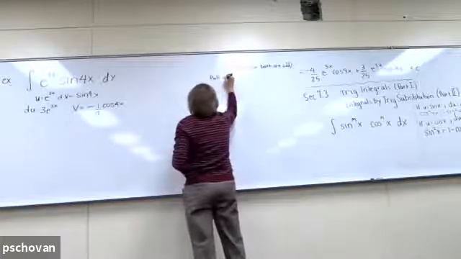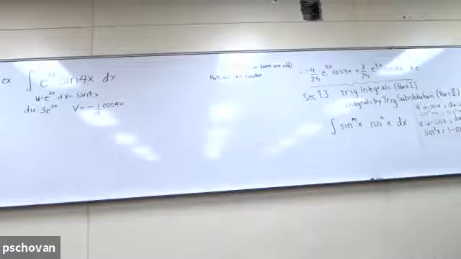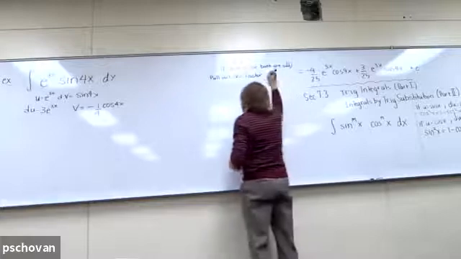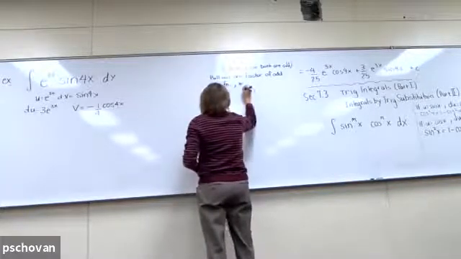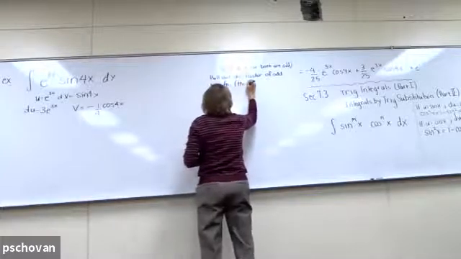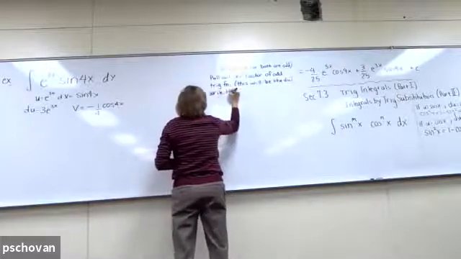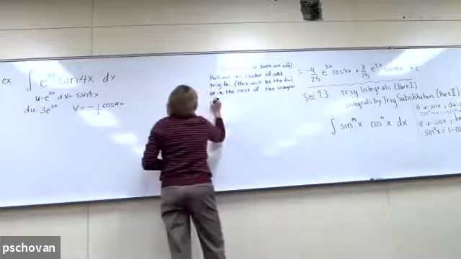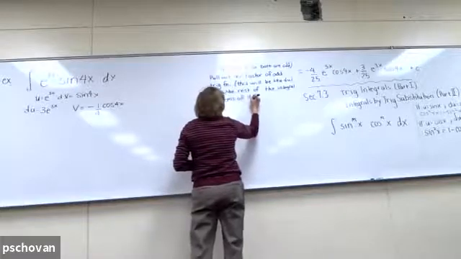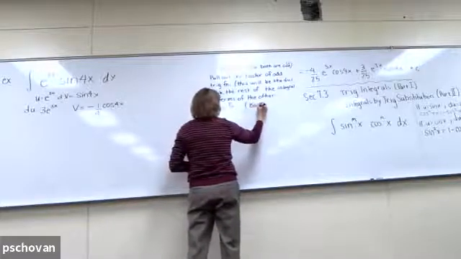Then I pull out one factor of the odd trig function. When I pull it out, that will be the du. And then write the rest of the integral in terms of the other trig function. Okay, this will be a basic u du integral that remains.